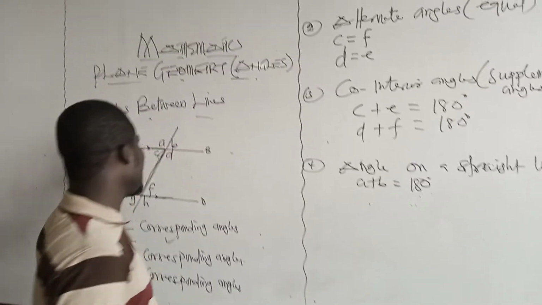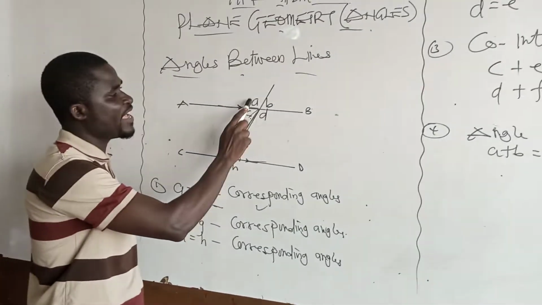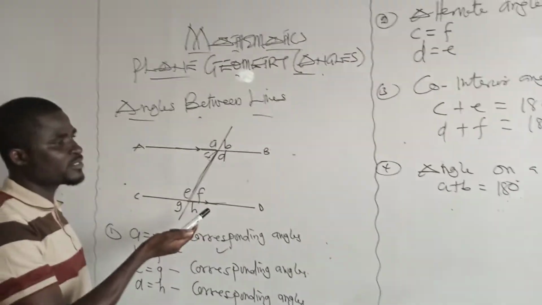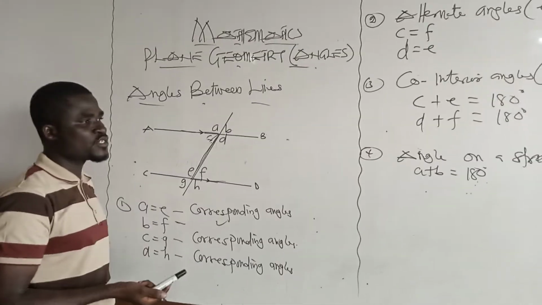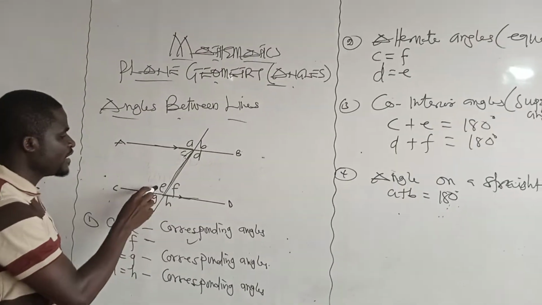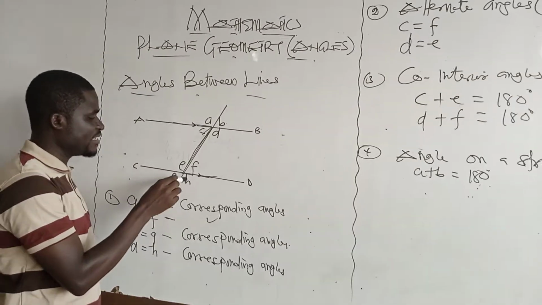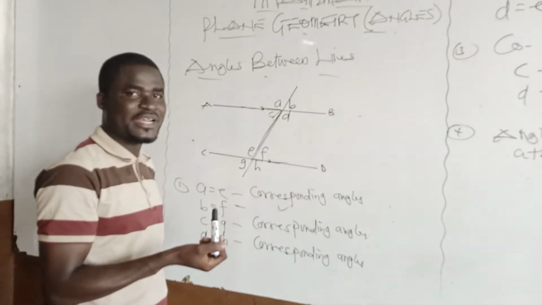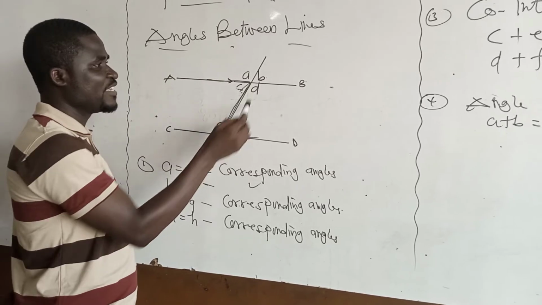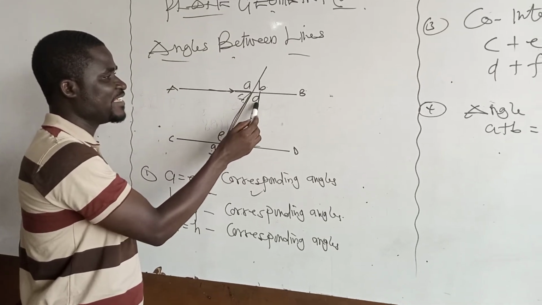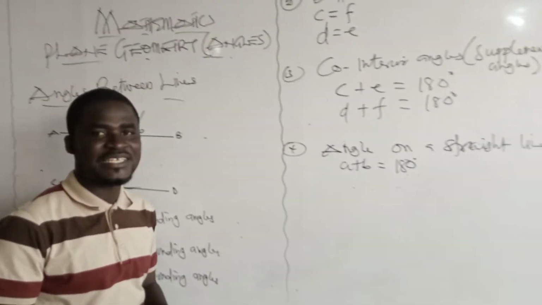We have many angles on a straight line here. We can have A and B angles on a straight line, C and D angles on a straight line, E and F angles on a straight line, J and H angles on a straight line. E and J, F and H, B and D, A and C, they are all angles on a straight line.